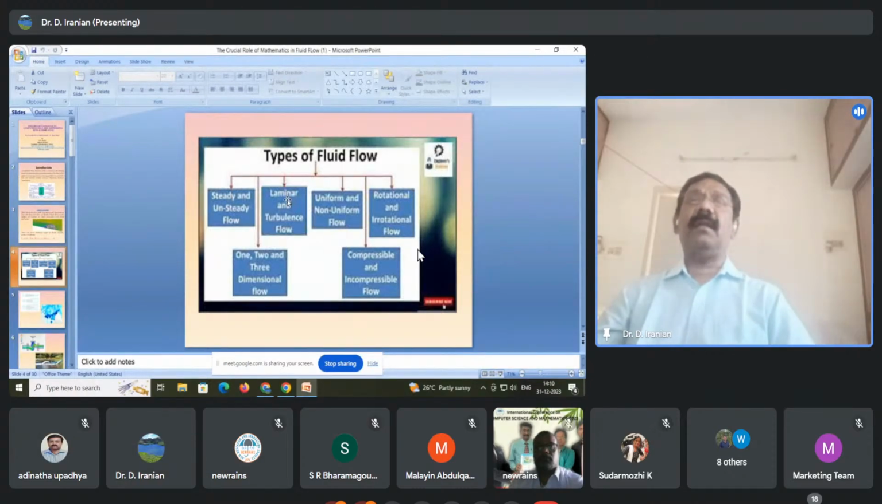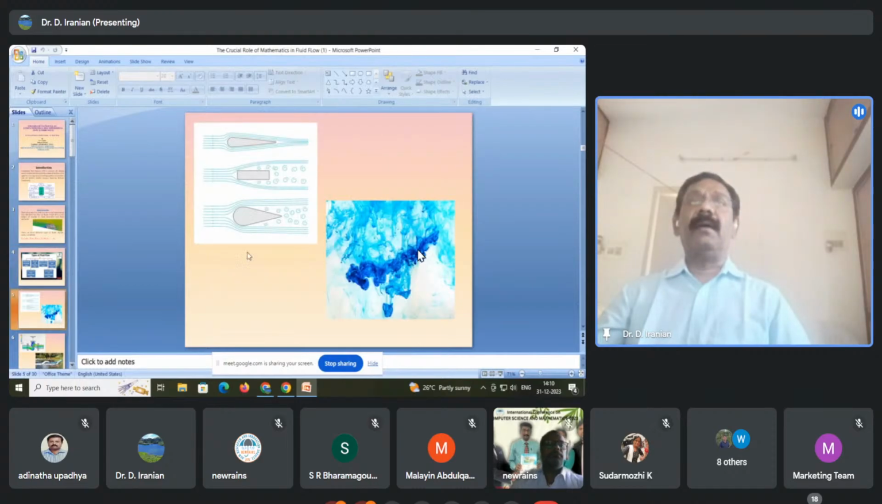And then laminar and turbulent flow. Laminar flow, I will show some examples after this slide. Next, uniform and non-uniform flow, rotational and irrotational flow, one-dimensional, two-dimensional or three-dimensional flow. Next, compressible and incompressible. Okay, all flows are not incompressible as well as not compressible. So for that we have some examples.